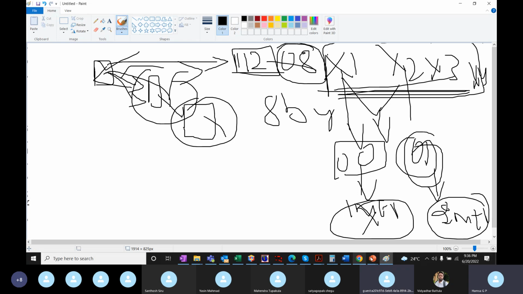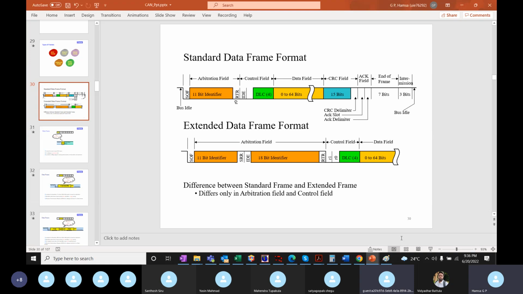So clear? Is it clear? Yeah, clear. Okay, so next.